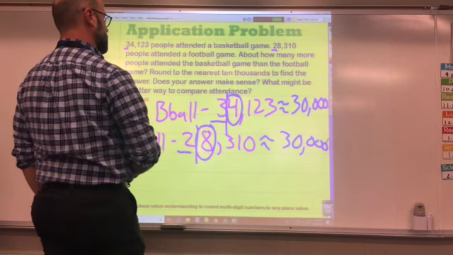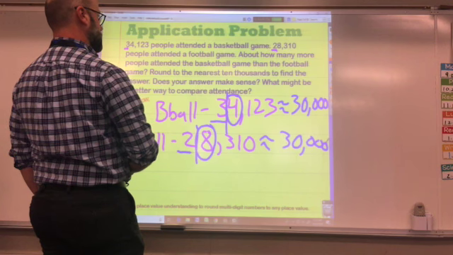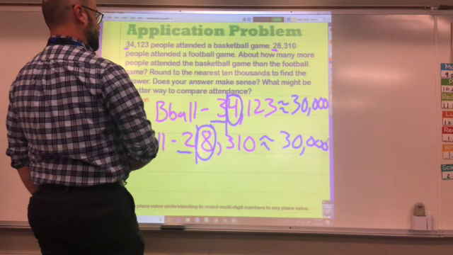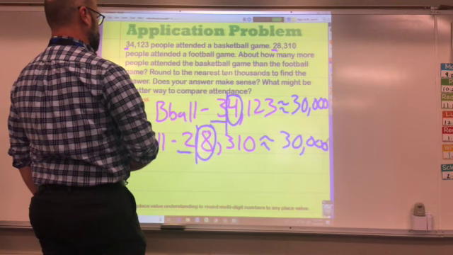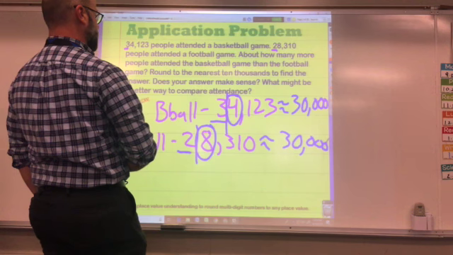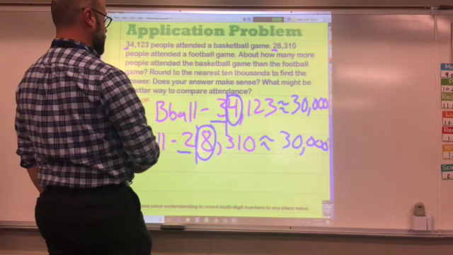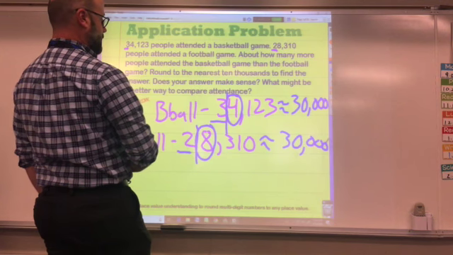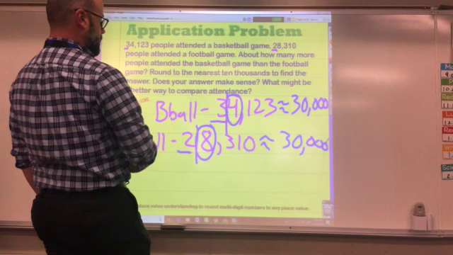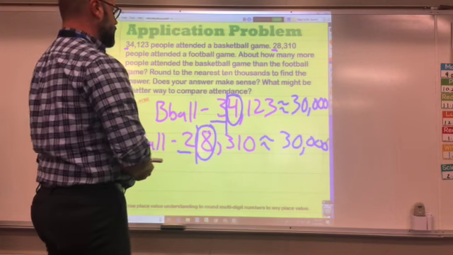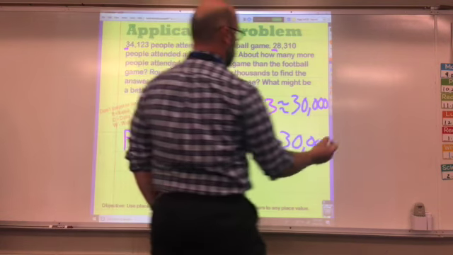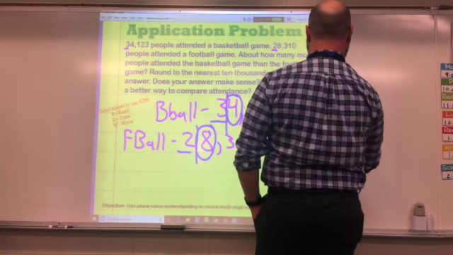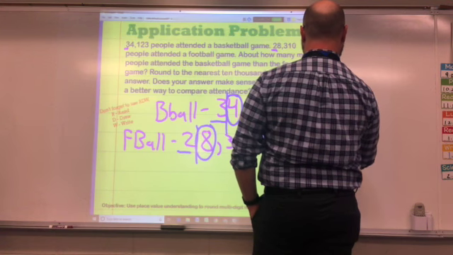Uh-oh. So, how many people? What's the difference? Can we use 30,000 to find the difference? No, you can't, because that's roughly the same amount of people for each game. So you have to use subtraction. A better way to do it, though, might be not using 10,000s, but using thousands.